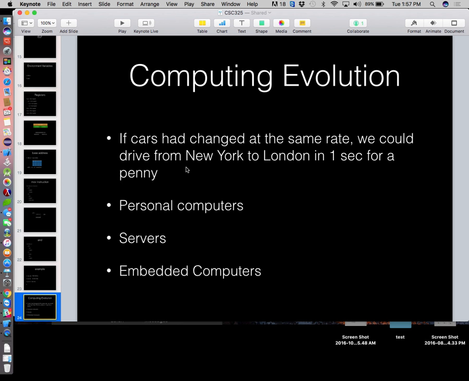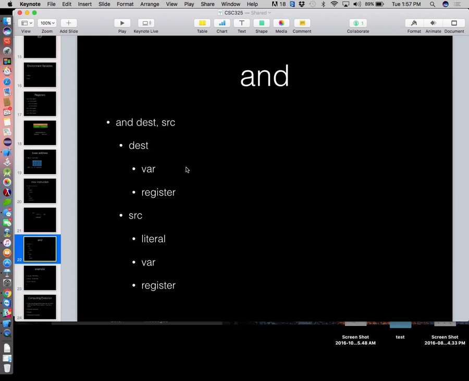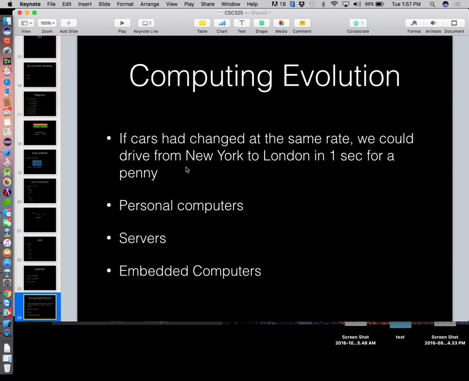This is something we talked about pretty early in the semester just to give us an idea of computing evolution. I probably won't ask a question on it, but still an interesting thing to say out loud again. So if cars had changed at the same rate as our digital circuits have changed, we would be able to drive from New York to London in 1 second for the cost of a penny. So wouldn't that be cool? I mean, that's pretty much teleportation, right? But just moving really fast. Better have barf bags on there probably.